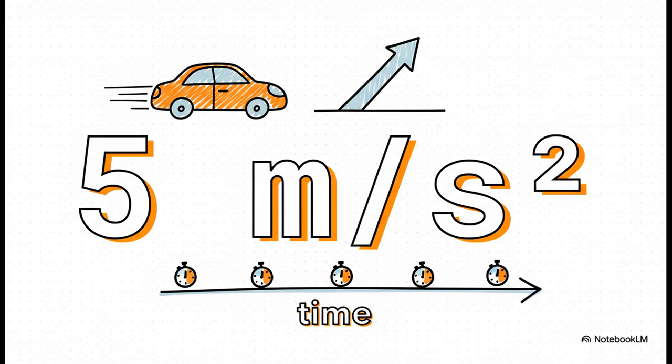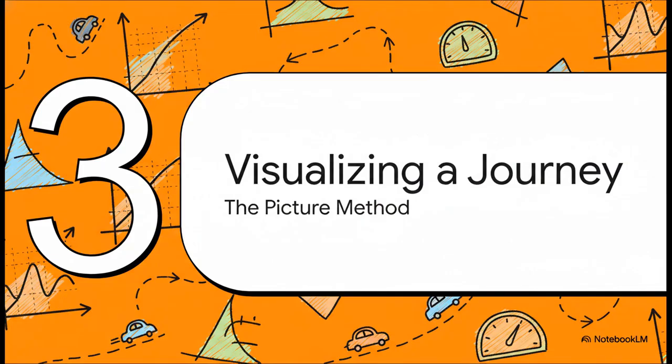But 5 what? The units here are meters per second squared. Now what on earth does that mean? Well, it's simpler than it sounds. It just means that for every single second that goes by, the car's velocity goes up by another 5 meters per second. That's acceleration.